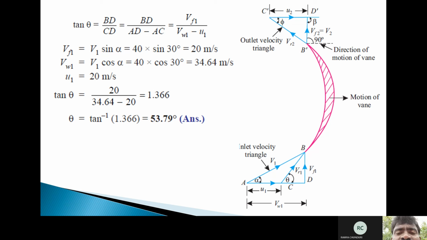The VF1 value is calculated, and the VW1 value is calculated. These two values are substituted in the tan theta equation. Tan theta equal to 20 by (34.64 minus 20) equal to 1.366. Therefore, theta equal to tan inverse 1.366, that equal to 53.79 degrees. In this inlet diagram, the theta angle is 53.79.